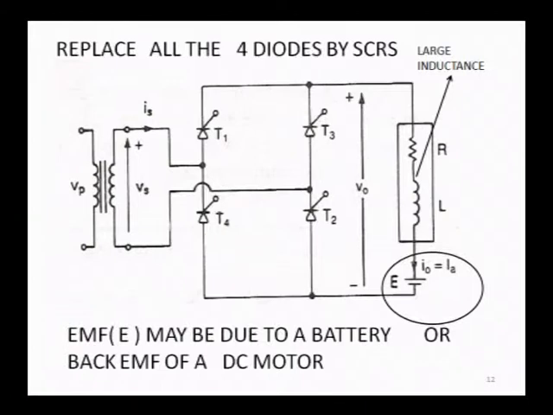So, in order to switch off, what should you do? You have to bring down the SCR current below the holding value, or apply a large reverse voltage across the thyristor. Then your SCR will turn off, which is called commutation.